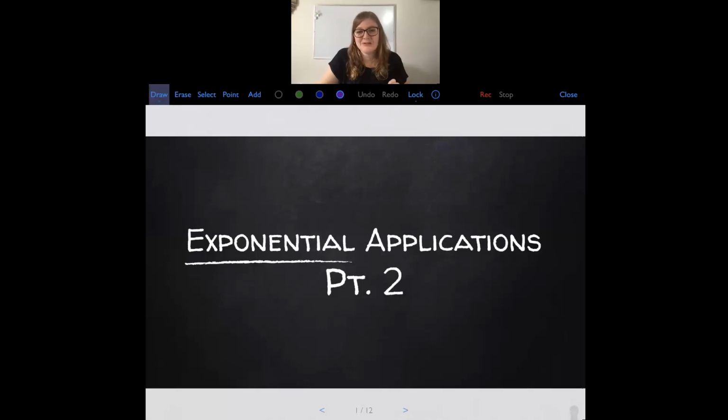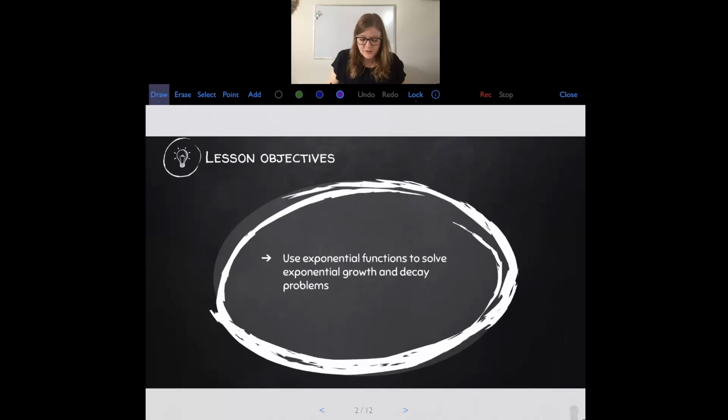We are going to continue on talking about exponential applications. This is part 2. Our goal is to use exponential functions to solve exponential growth and decay problems.